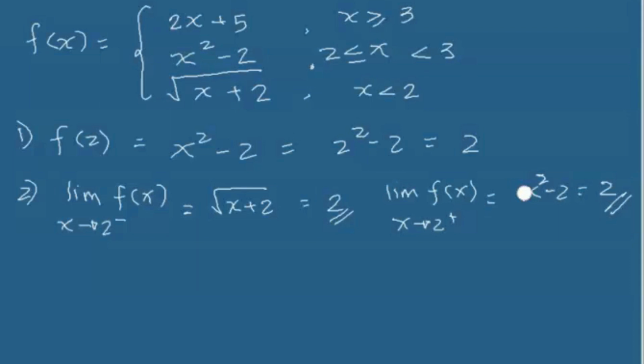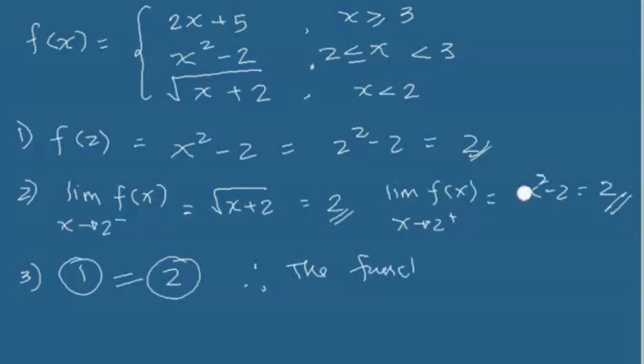Therefore, for condition 3, our condition 1 is equal to condition 2. They're all 2. So therefore, the function is continuous at x equal to 2.